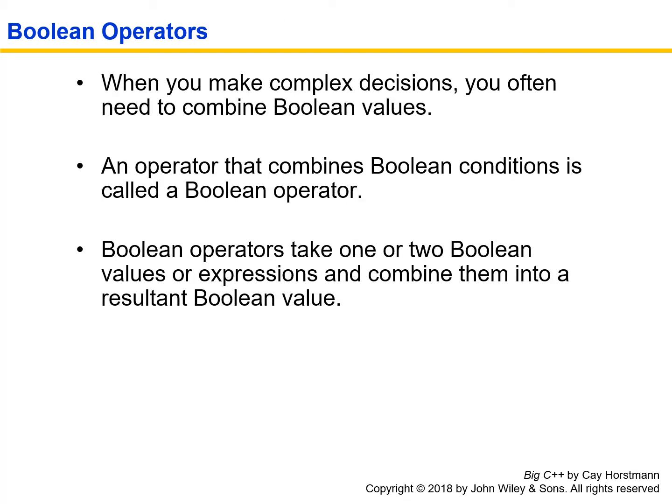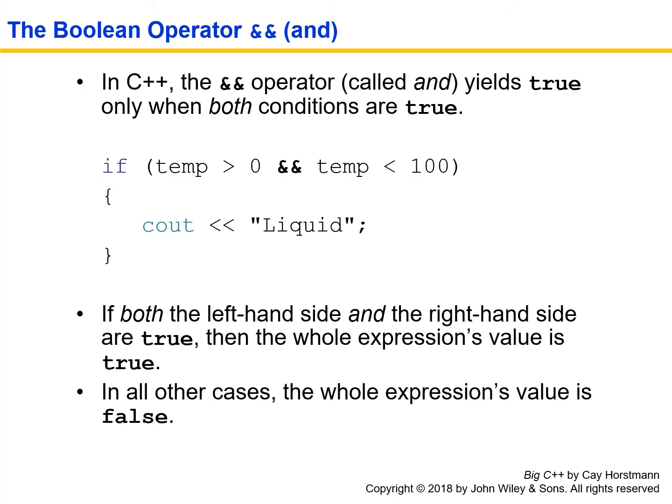When you make complicated decisions, you often need to combine Boolean values. An operator that combines Boolean conditions is called a Boolean operator. Boolean operators take one or two Boolean values and combine them. The operator ampersand, which is called AND, yields a true value when the condition on either side of it is true.